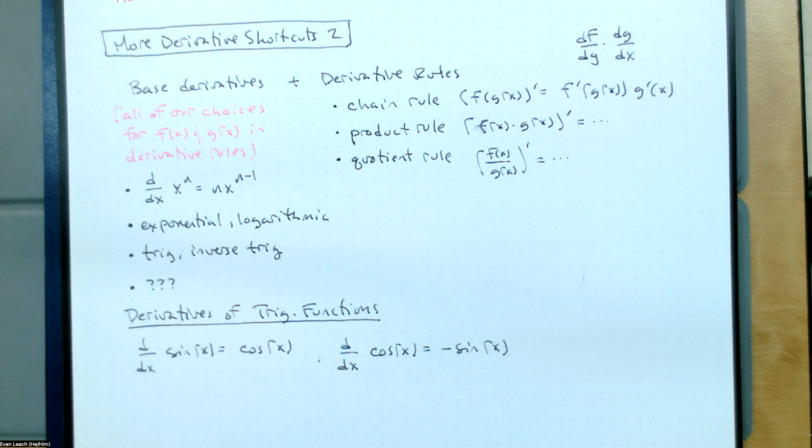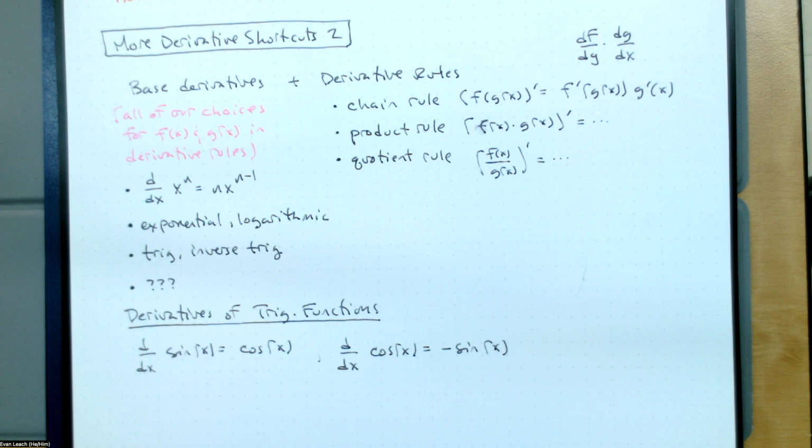The derivative of sine is cosine. The derivative of cosine is negative sine. You're going to want to remember which one gets the negative. Derivative of cosine is negative sine. The derivative of sine is cosine.